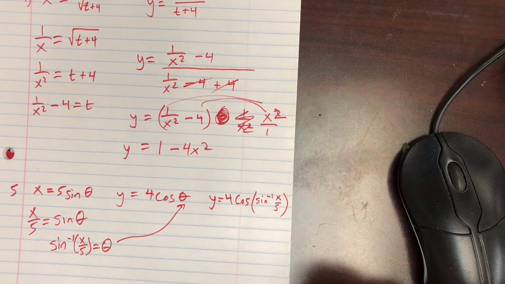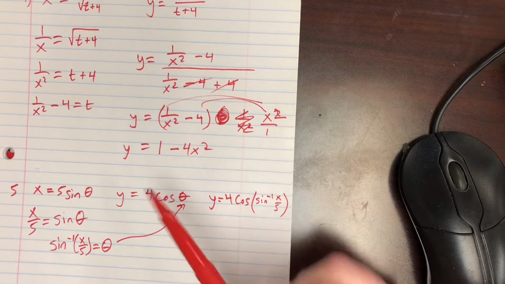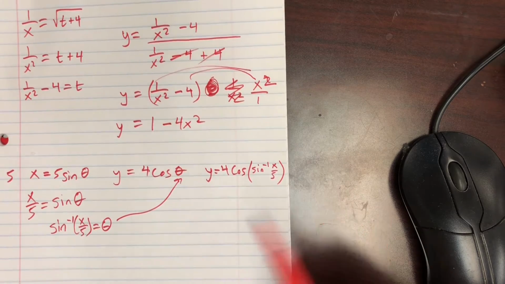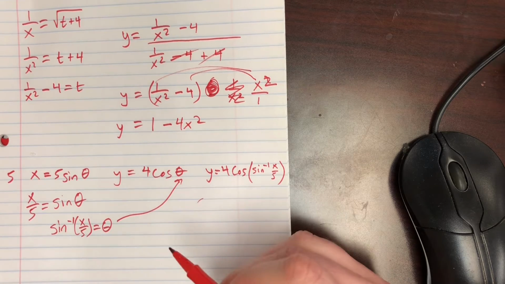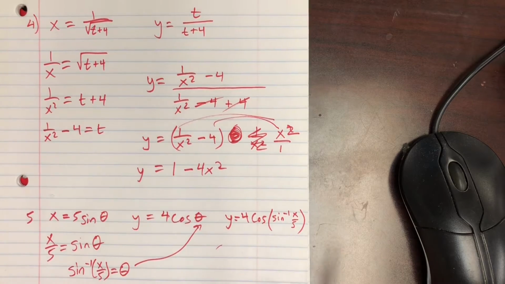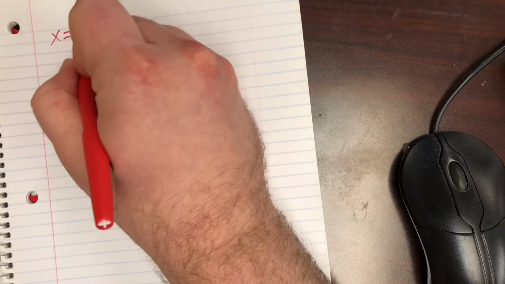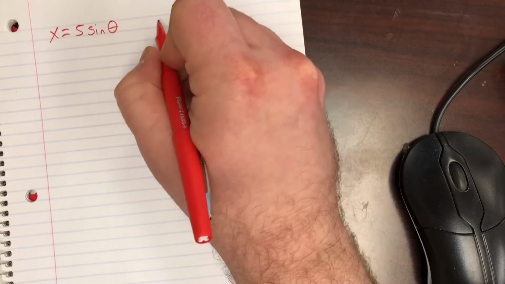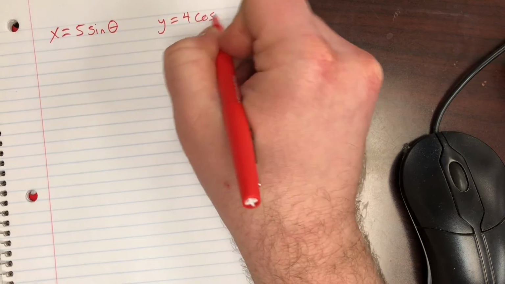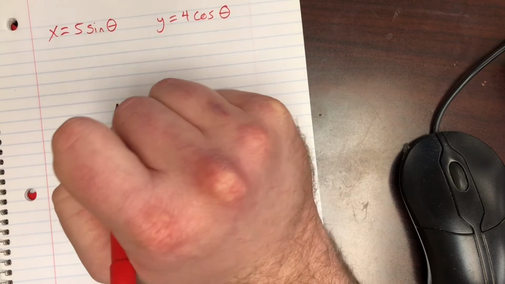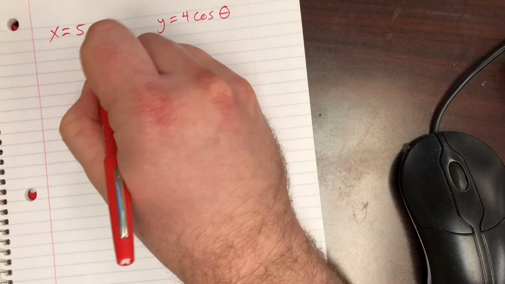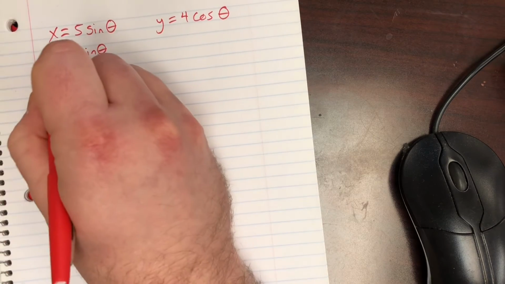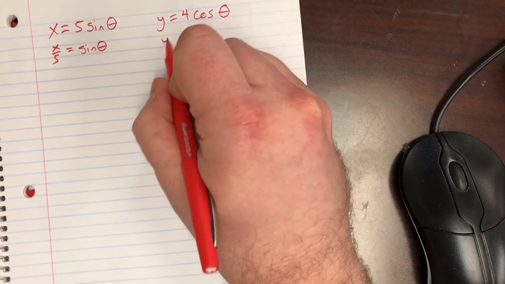JK, this is ugly. There's a secret way to do these that arrives at the same ultimate solution, but it looks different than this and it's a little bit nicer. And that is with our good old friend Pythagoras. x is equal to 5 sine theta. y is equal to 4 cosine theta. So here's what you really do. Solve this, get sine by itself. So sine is equal to x over 5. Get cosine by itself.